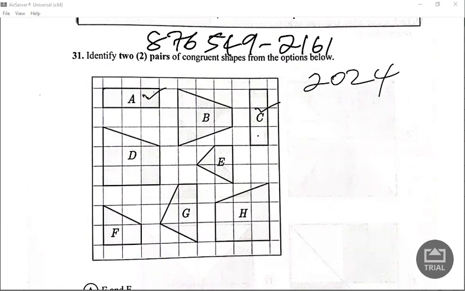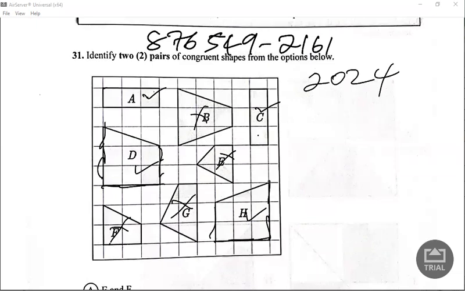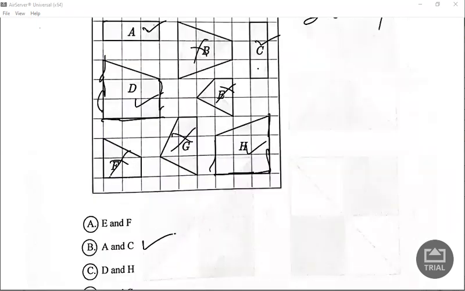Also, if you look closely, we can eliminate this. There's no such shape as these. We can say that D and H are both congruent. So check this side, you have 1, 2, 3. 1, 2, 3. The tall side, 1, 2, 3. 1, 2, 3. Alright, so basically this side is 2, this side is 2. So they can fit exactly. So that would be A and C, and D and H. Those two are congruent.